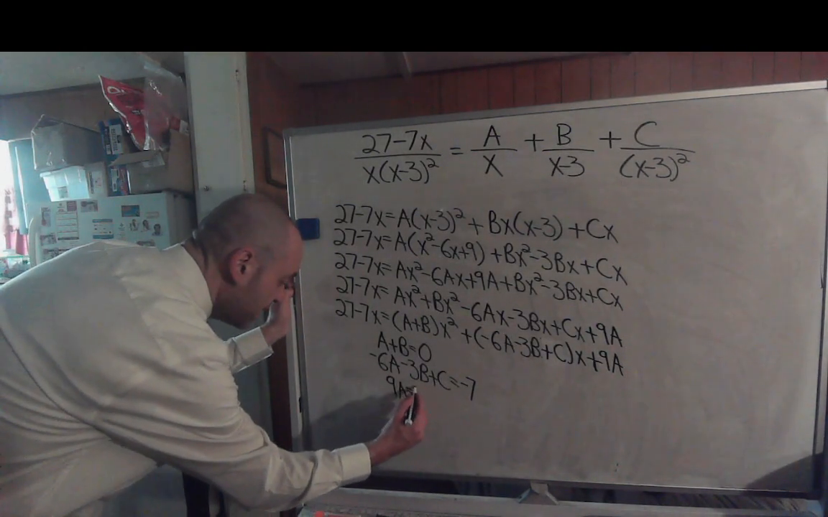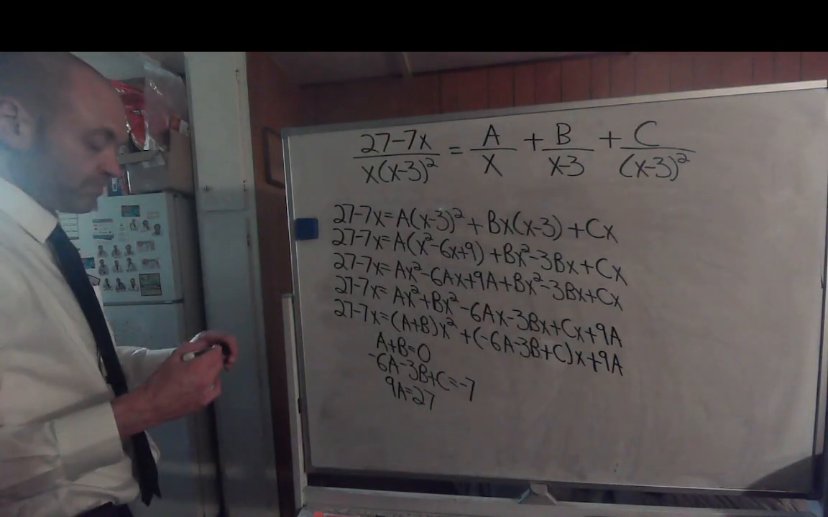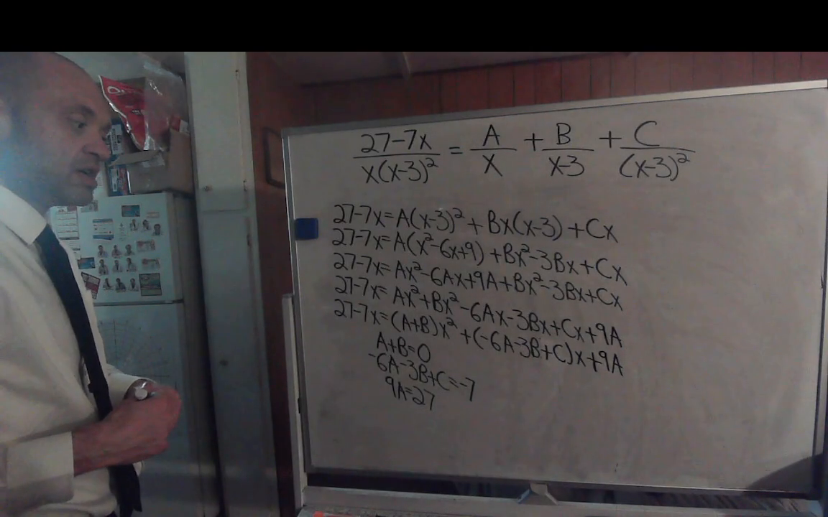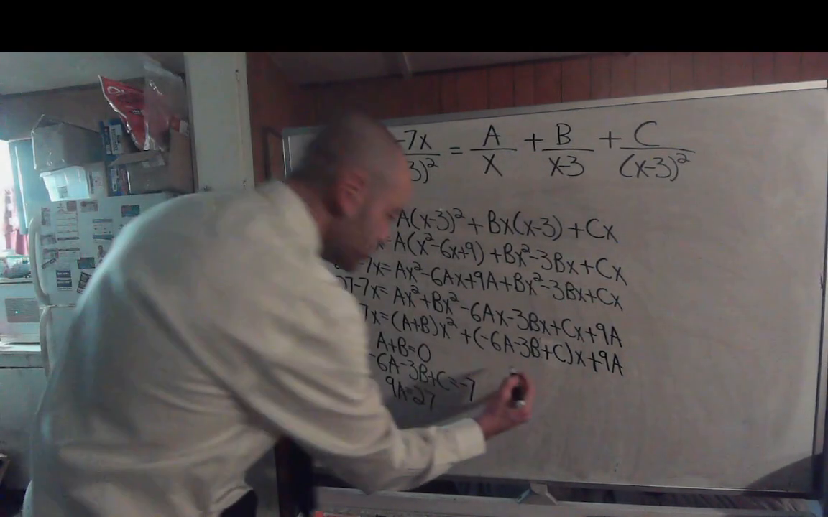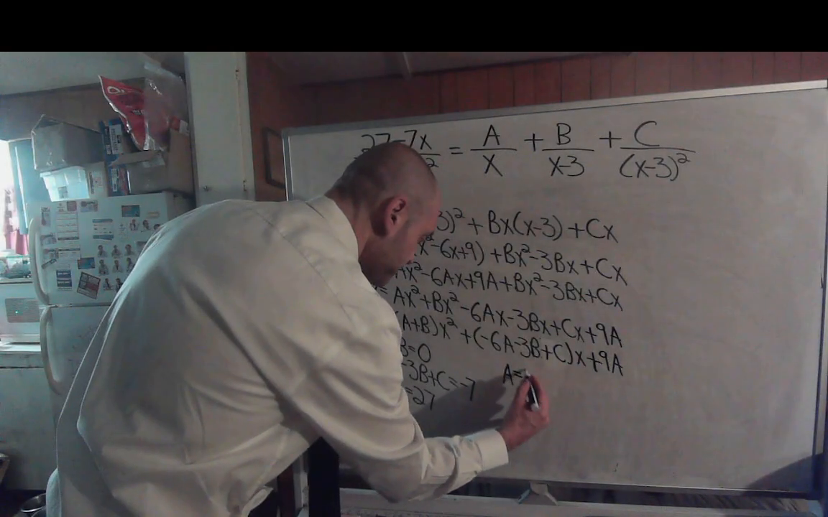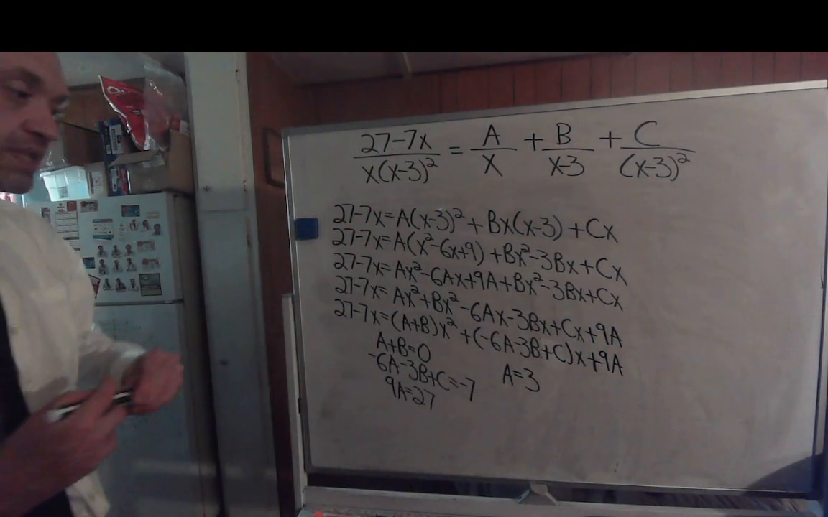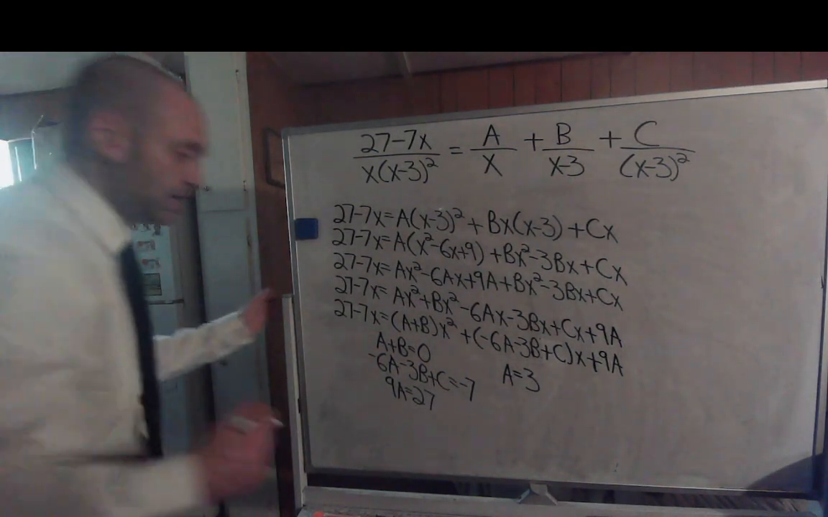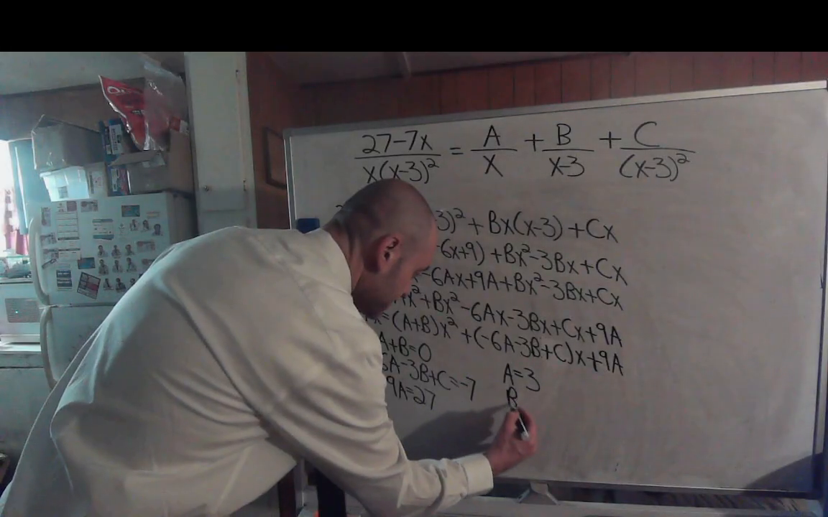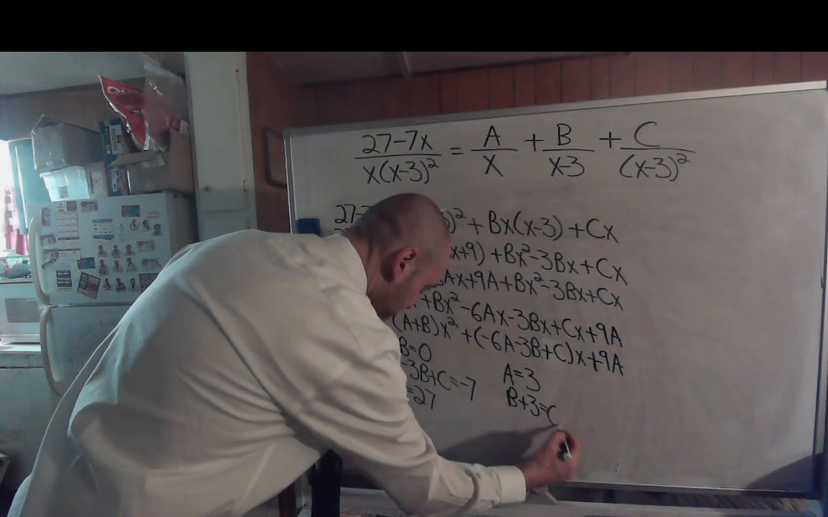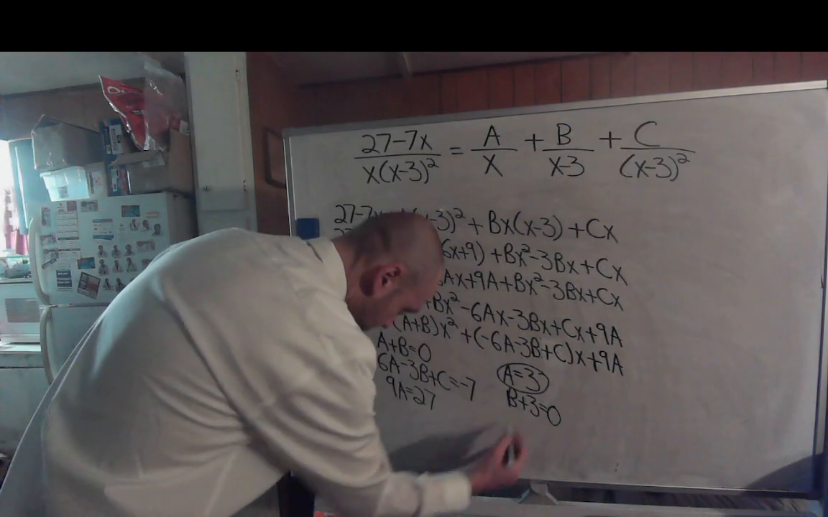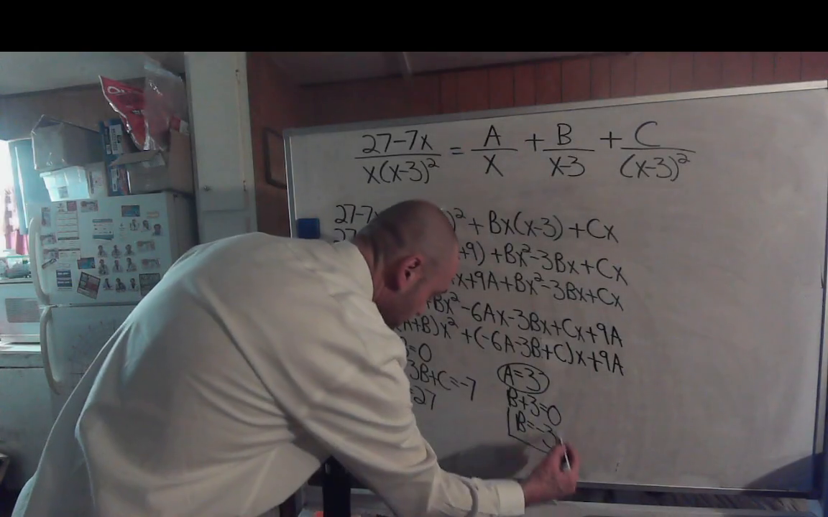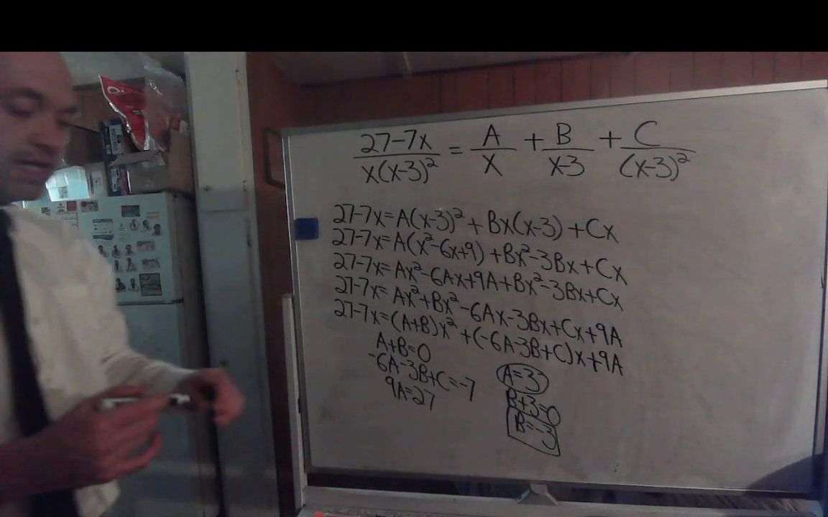So 9a equals 27. This is actually a pretty simple system to solve, because a is just going to equal 3. If we put that a into the top equation, we can readily solve for b. So b plus 3 equals 0. Here's my a. Let me circle that, which means b equals negative 3. We have both a and b now.